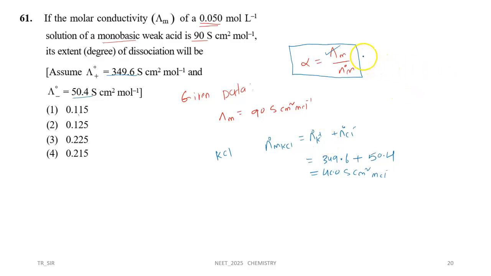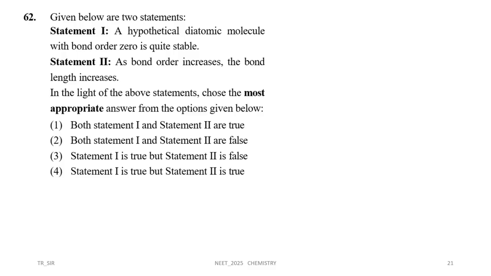Now substitute here. Lambda is given as 90, by lambda naught, which is 400. Zeros cancel, so 9 by 40, we get 0.225. 0.225 will be the degree of dissociation. That is option C, I can see in the options. See guys, the options are very nearby, so select the answer very carefully. Now we'll go to the next question, number 62.